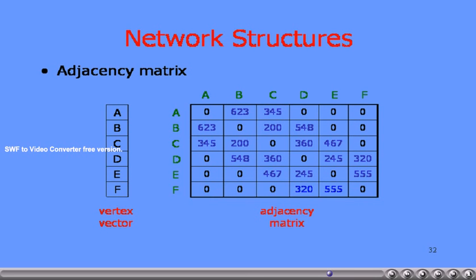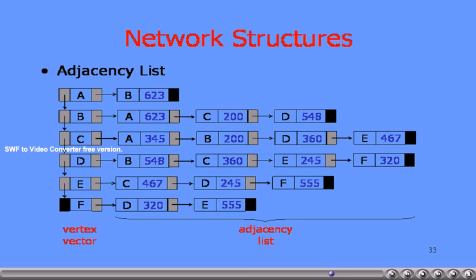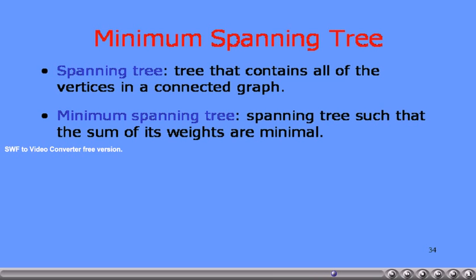For this type of graphs, the adjacency matrix may look like the following. For this type of graphs, the adjacency list may look like the above. In some applications of this type of weighted graphs, we are required to find out spanning trees, minimum spanning trees, etc.